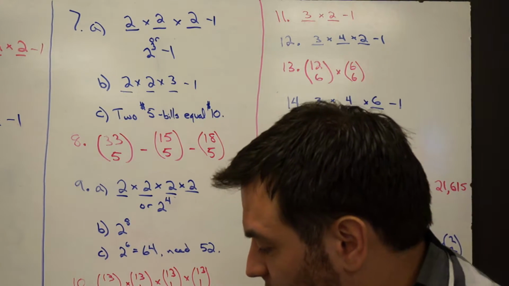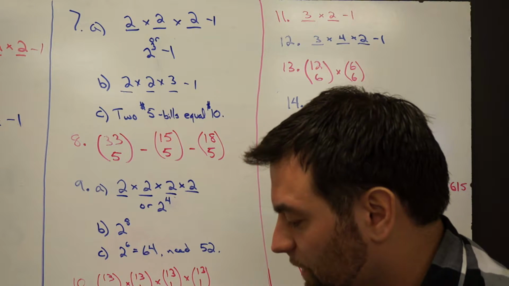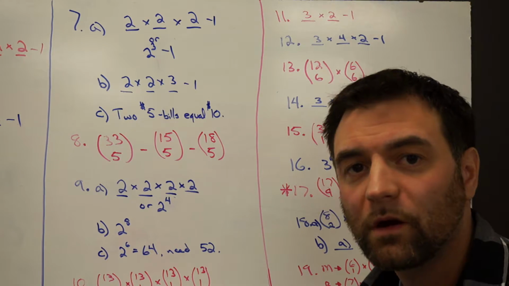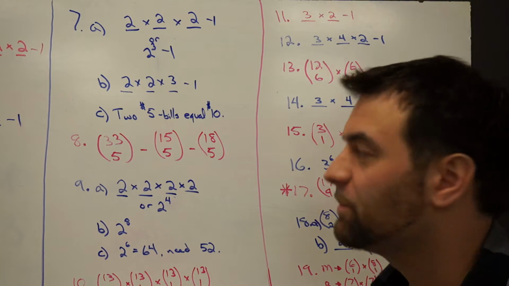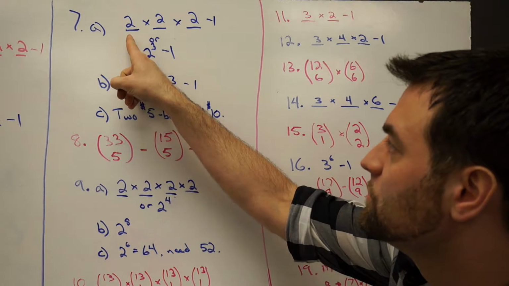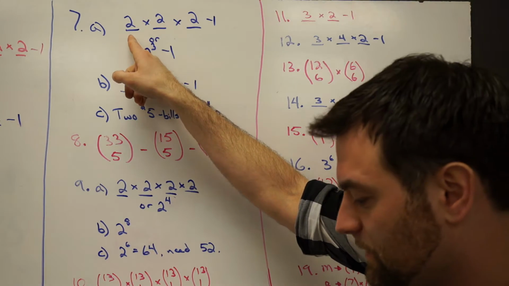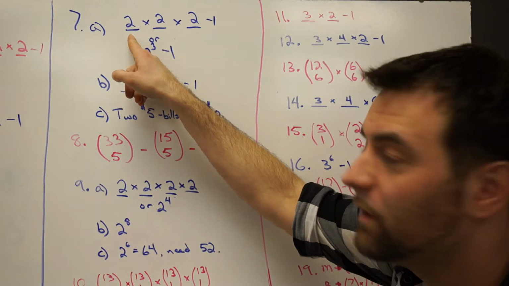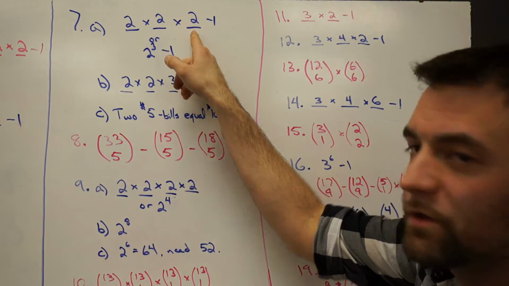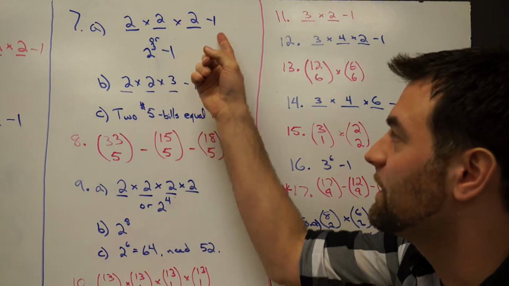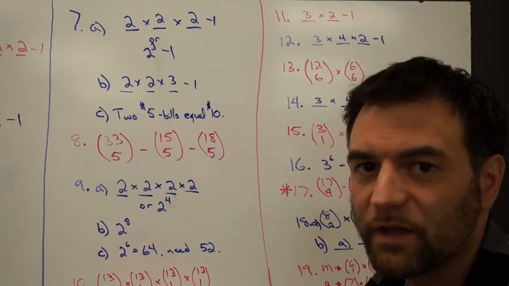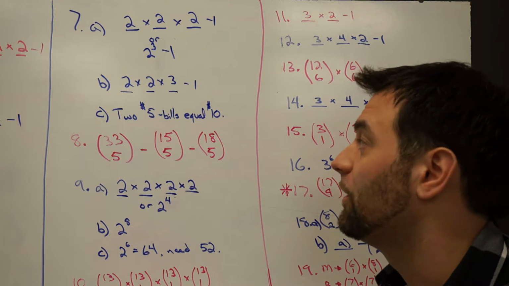Number 7, how many different sums of money can be made from a $2 bill, a $5 bill, and a $10 bill? Well, this is like the coin problem from the examples before. Choose the $2 bill, choose the $5 bill, choose whether or not you have a $10 bill, and then take away 1 because that'll remove the case where you have picked no bills at all.